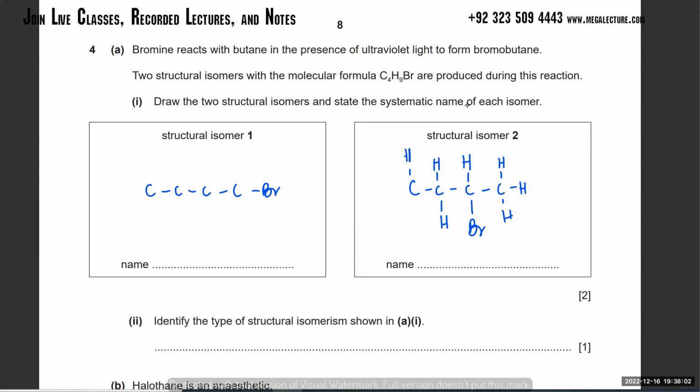So here I've drawn the fully displayed version. And what would you call them? The question is asking for the name of the molecule, the systematic name. What's the name of this molecule? This is 1-bromobutane. That one is 2-bromobutane.